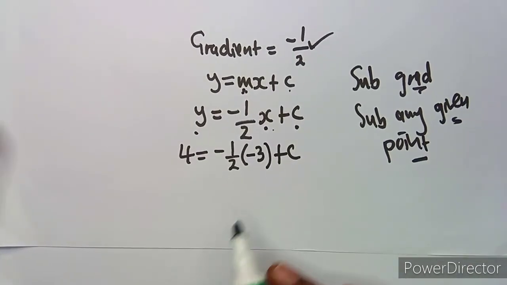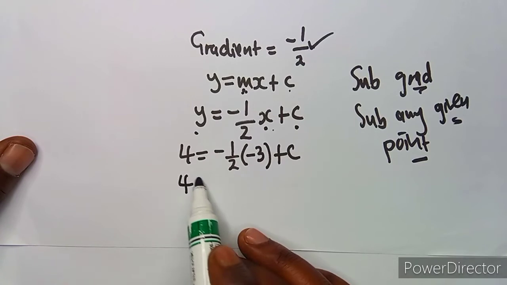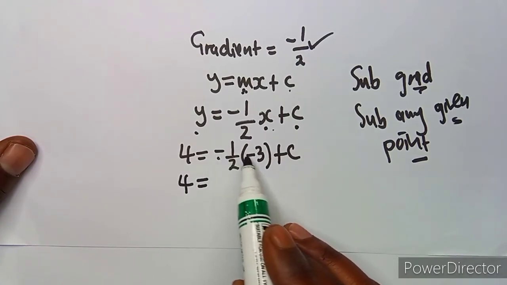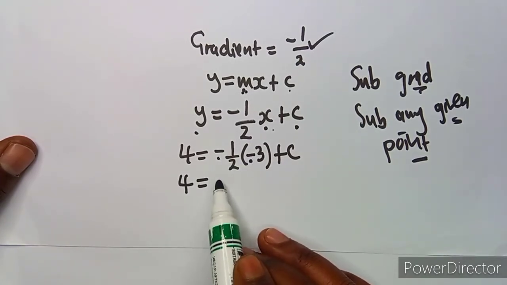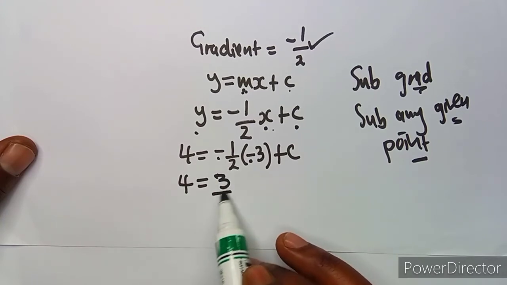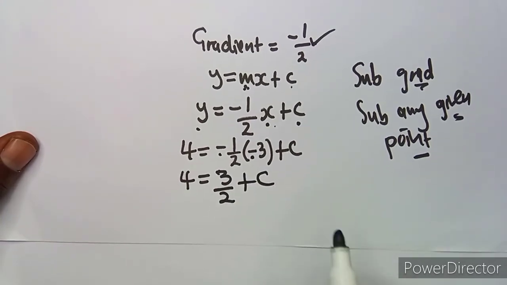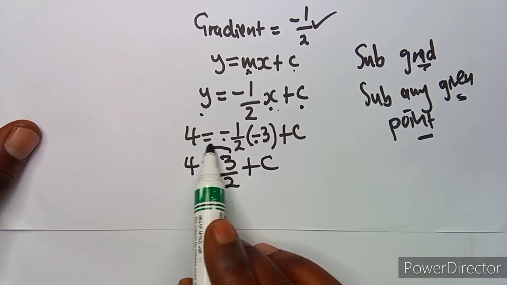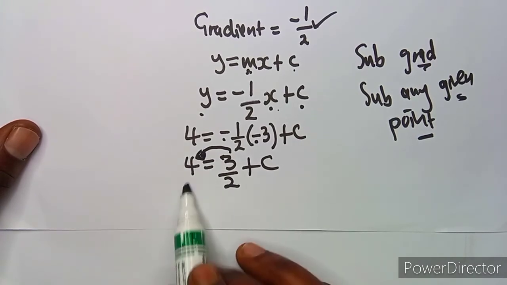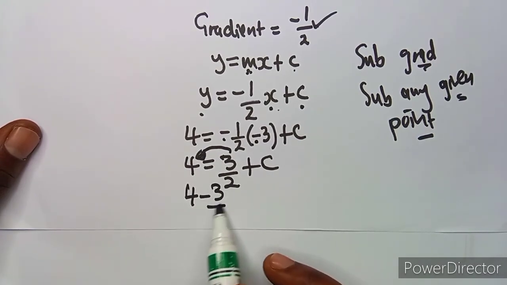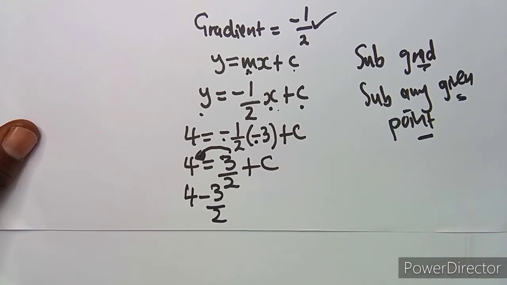What are we going to have at the end? It's 4 is equal to minus half times minus 3, which is going to be plus 3 over 2. You're going to obtain 3 over 2 plus c. So to find c, this time you have to transpose 3 over 2. So it's going to be 4 minus 3 over 2.